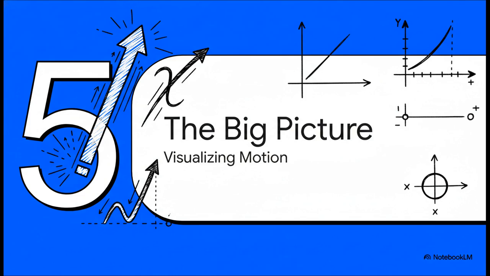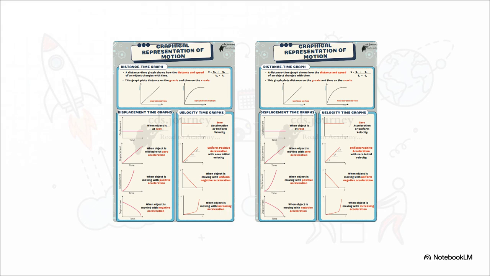So how do we tie all of these ideas together? How can we see the whole story of an object's motion at a glance? Physicists love to use a powerful tool, graphs. Now, I know they can look a bit intimidating, but they're amazing at telling a story. Let's decode them. Okay, first, let's look at a distance-time graph. So distance is on the vertical axis, time is on the horizontal.